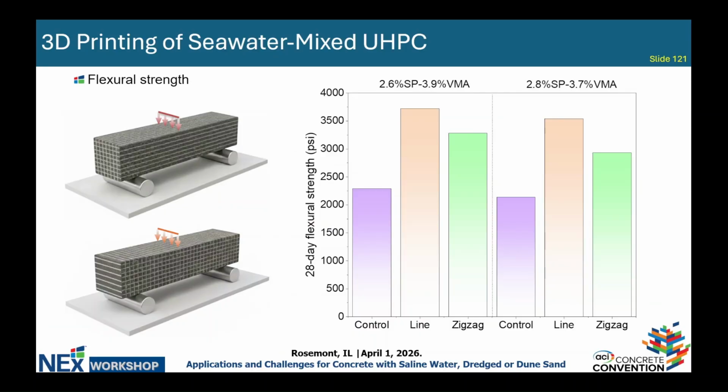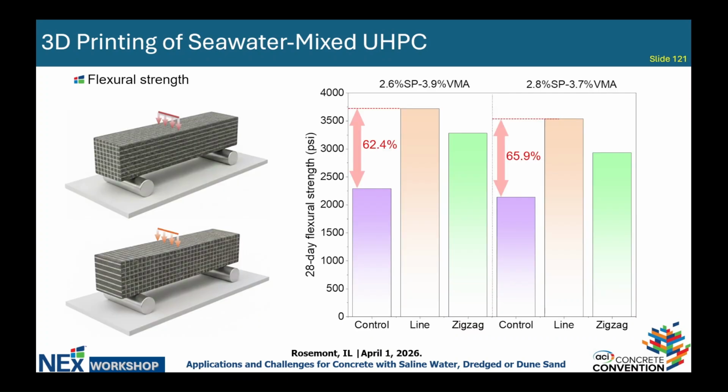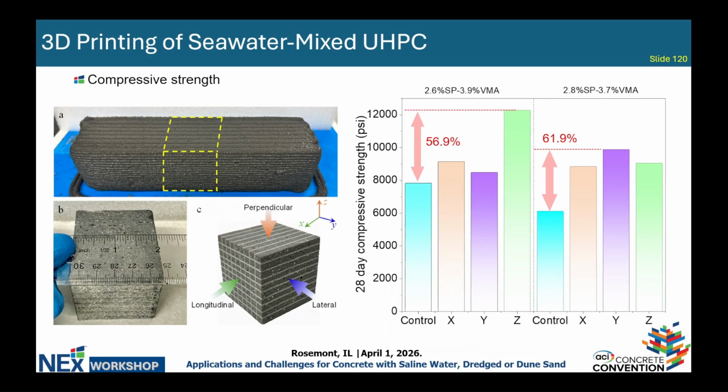And we get the same thing from the flexural strength. As you can see, we have over 60% increase from the printed UHPC. So this is quite promising, and we are working hard to analyze the reason why this happened. But if you go back to check the strength of the UHPC, both the flexural strength and the compressive strength are much lower than the minimum requirement of UHPC. That is 17,500 psi according to the Federal Highway Administration. But here we only get 8,000 and 6,000.